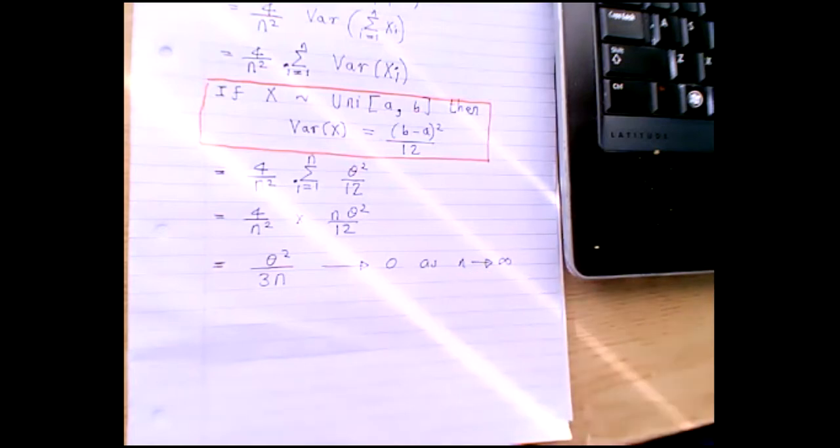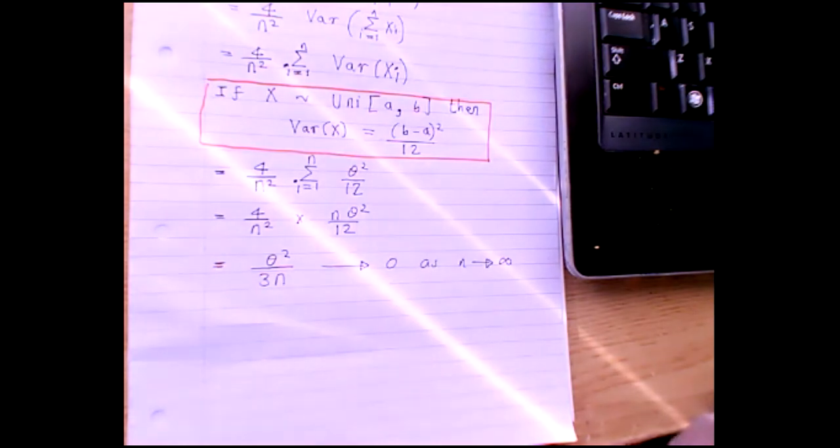All right, so the variance, I mean, this is what you will expect, that the variance approaches 0 as the sample size approaches infinity. All right, so this completes question 9.